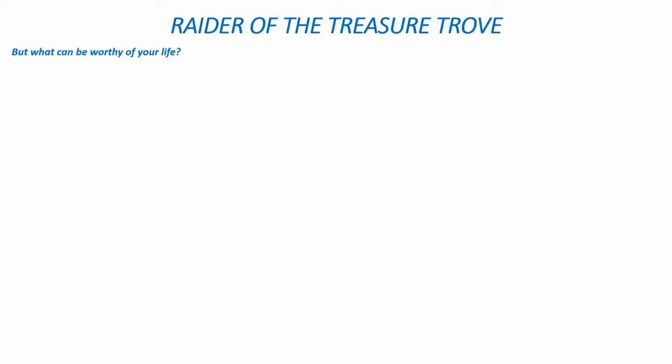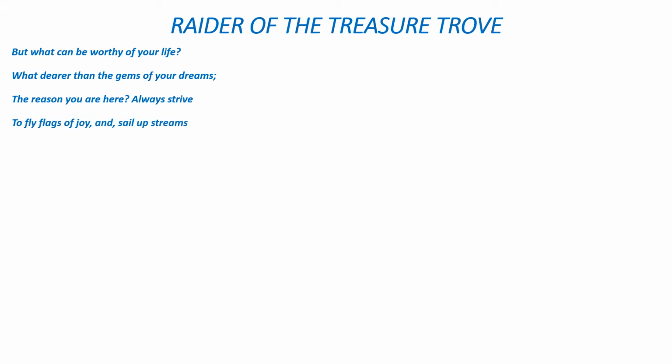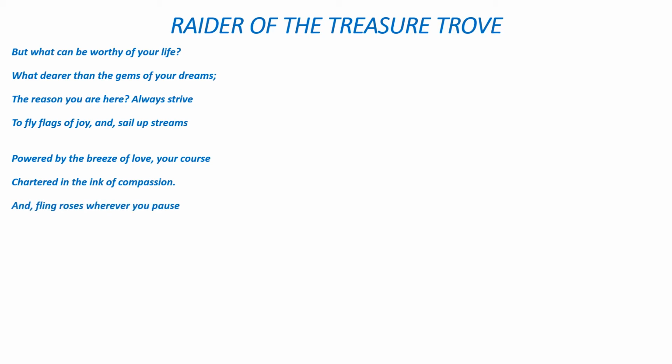In the first line of the poem, the poet writes that, rhetorically now, but what can be worthy of your life? What dearer than the gems of your dreams? The reason you are here, always strive to fly flags of joy and sail up streams. Powered by the breeze of love, your course chartered in the ink of compassion, and fling roses wherever you pause, heaven on earth your destination.